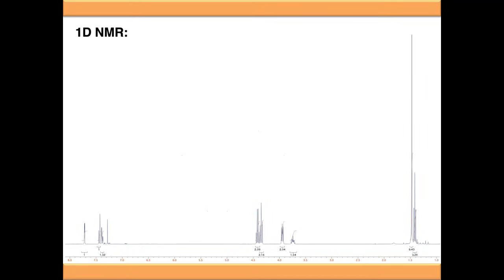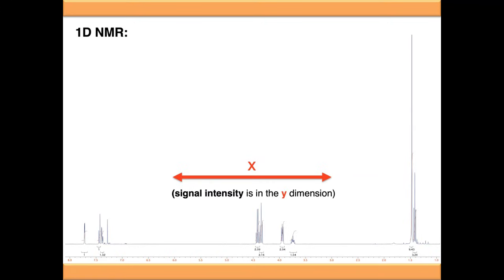So we're used to having NMR spectra that look like this, and these are one-dimensional NMR. So proton spectra, carbon spectra are all one-dimensional, and they just have the one dimension, which you can think of as the x-axis. And you've got your signal intensity in the y dimension. So obviously the spectrum goes from left to right, and then your signal intensity goes up and down.